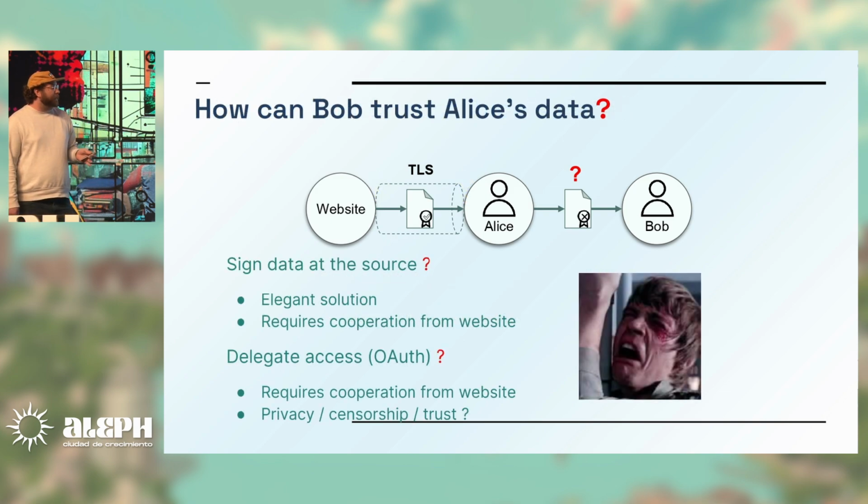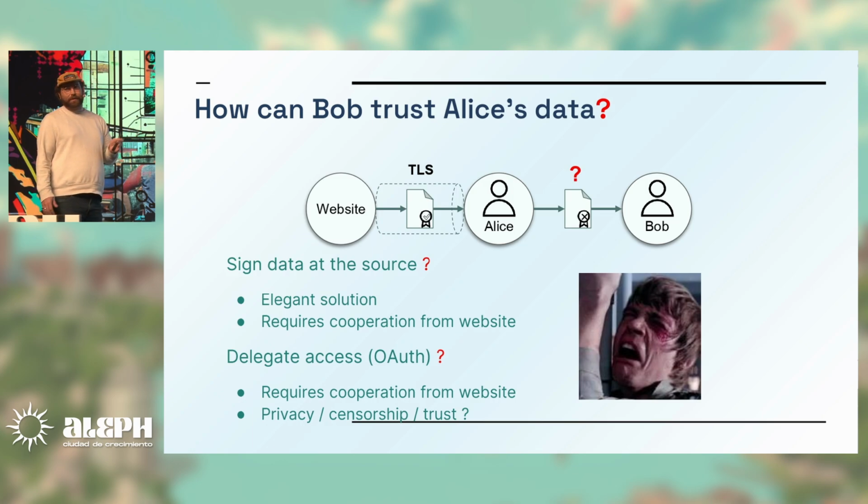So how can Bob trust Alice's data? Now, the best and most elegant solution would be if everyone just signed their data. Unfortunately, no one has any incentives to do this. It requires cooperation from websites, but no one wants to do that. We also have OAuth, but there's issues with that as well. This also requires cooperation from websites, and it also has its own privacy, censorship, and trust issues.